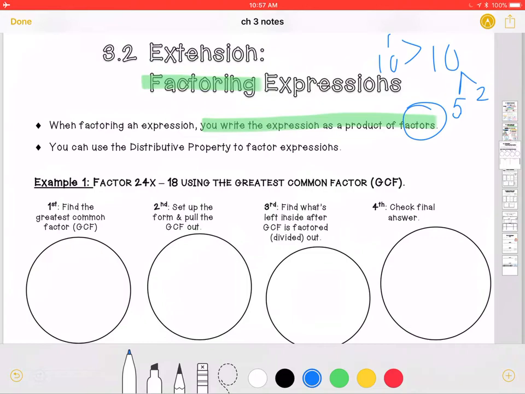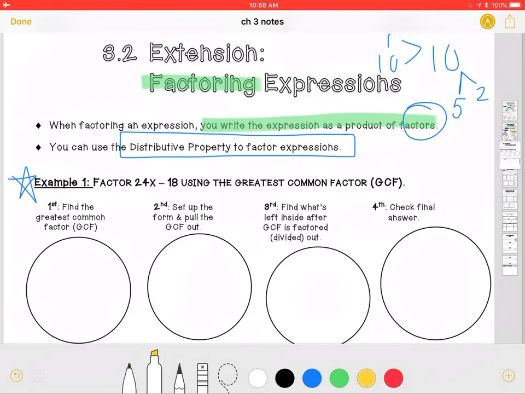So we can use the distributive property to factor expressions, and I'm going to tell you what I mean by that in just a minute. Factoring is when we're breaking apart the expression. So let's look at example 1, and we're going to do this together. We want to factor 24x minus 18 using the greatest common factor, the GCF.